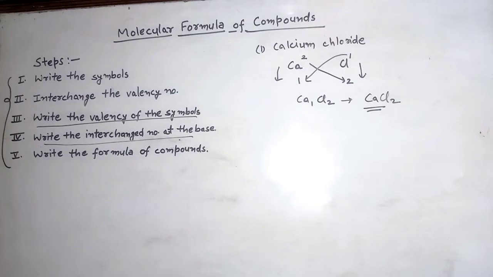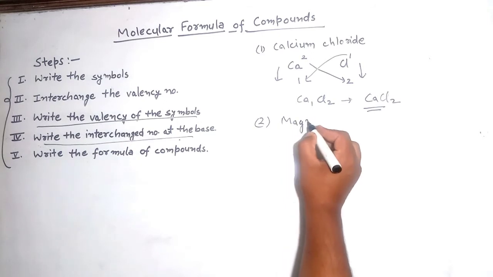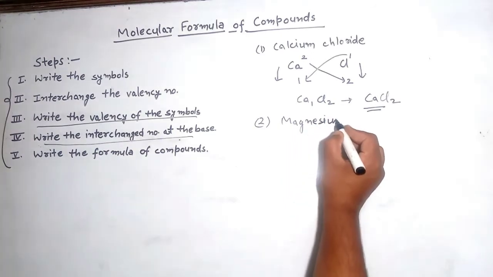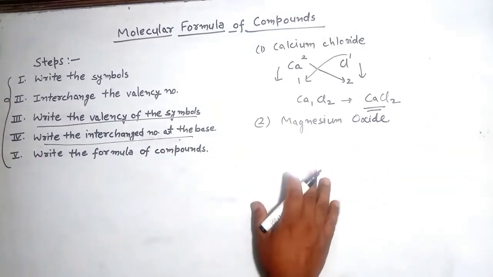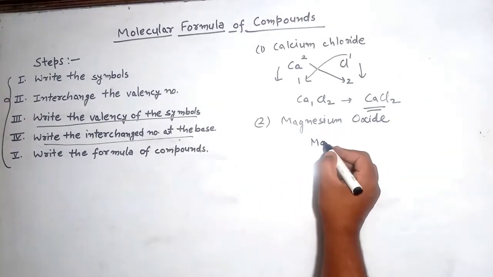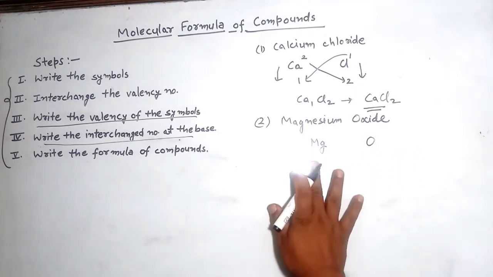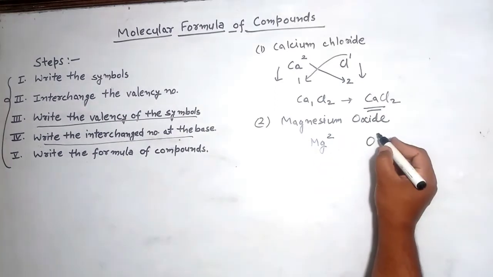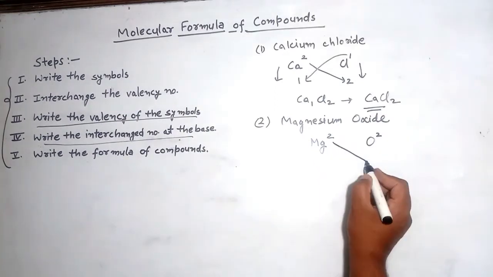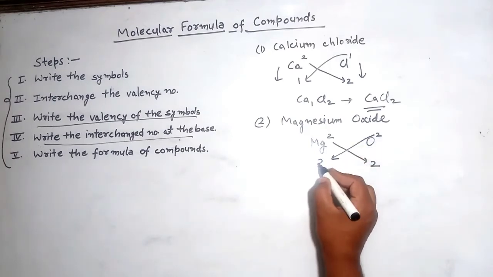In the same way, another example is magnesium oxide. The symbol of magnesium is Mg. The symbol of oxygen, oxide, is O. The valency of magnesium is 2. The valency of oxygen is again 2. So interchanging valencies, here we will write 2 and this valency we can write here, it will be 2.